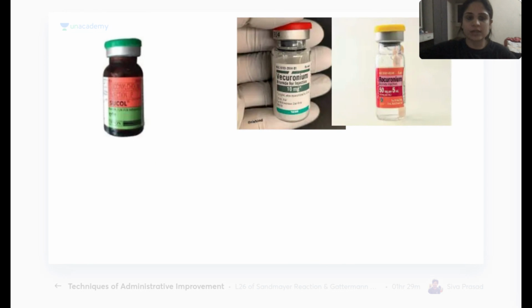Next, what are these drugs? You can see succinylcholine, vecuronium, rocuronium. What are all these drugs? Yes, these are all my neuromuscular blocking agents or my muscle relaxants.